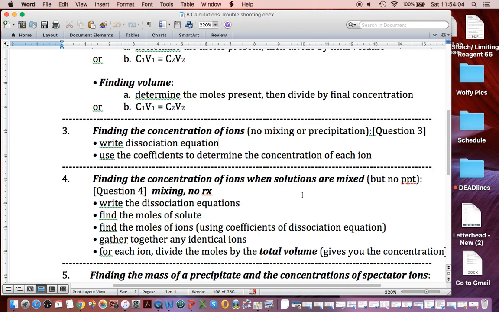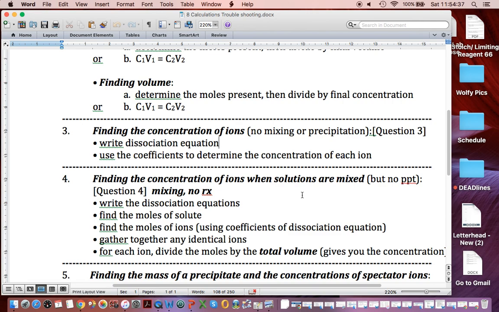So now we're mixing two solutions that are soluble. That means they generate ions. And it also involves dilution because you've mixed two solutions, you get a larger total volume. So it means you write the dissociation equation for each solution beforehand, and you figure out how many moles you have present based on coefficient. Then once you've done that, you simply divide the moles of each ion by the total volume.